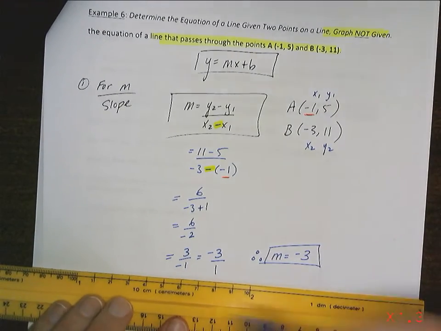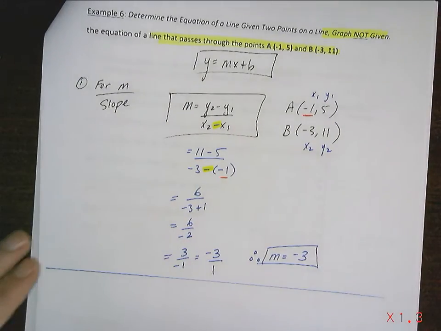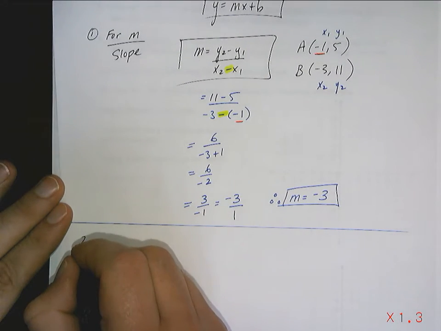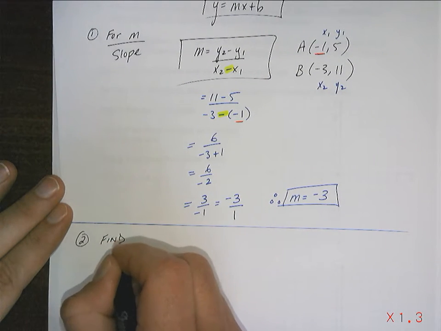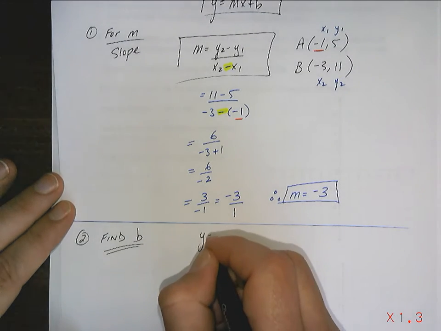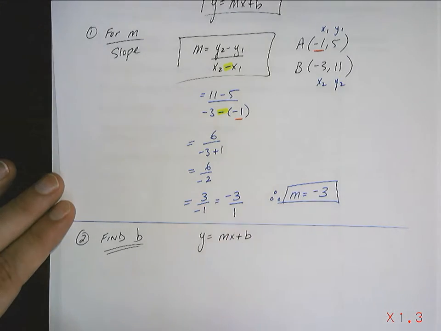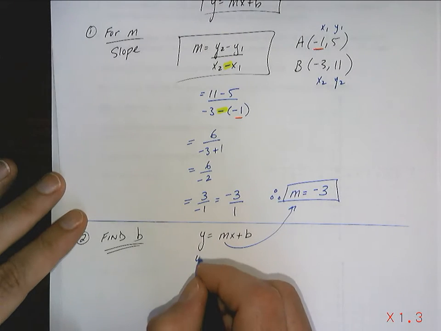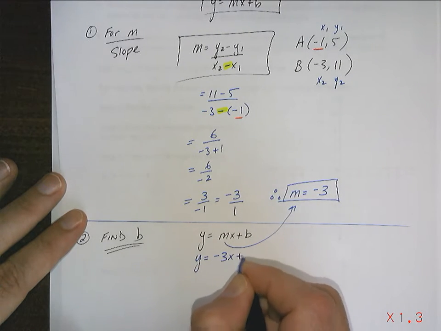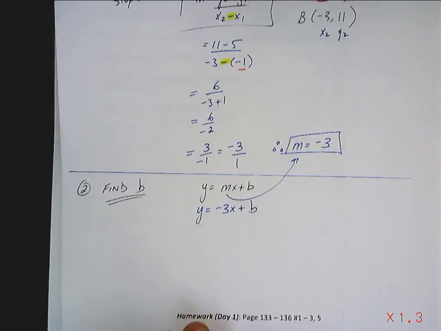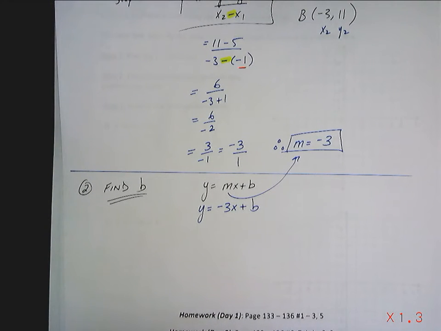I'm going to draw a line across it because I've used up a lot of room. Let's come down here. The second step, I know my m value. We need to find b now. So what do we know? We know that y equals mx plus b, but in this case, we've determined that m is negative 3, so y equals negative 3x plus b. So we need the b value. We can't use a graph. We don't have a graph.